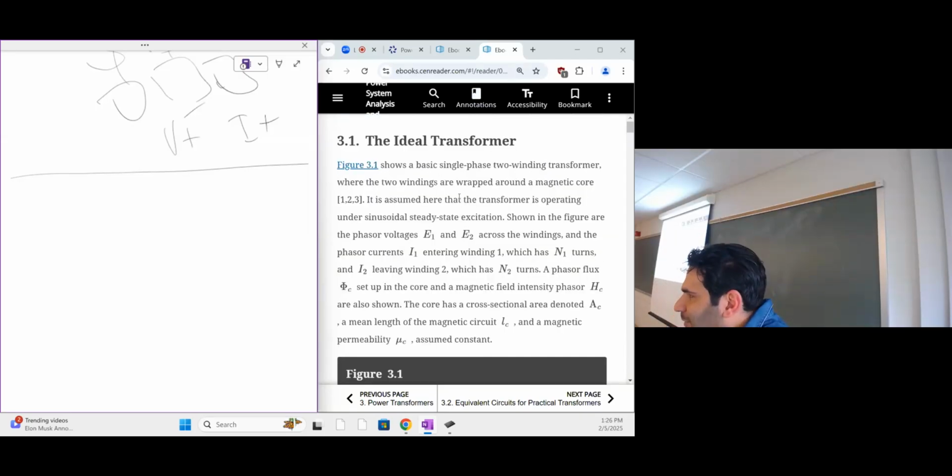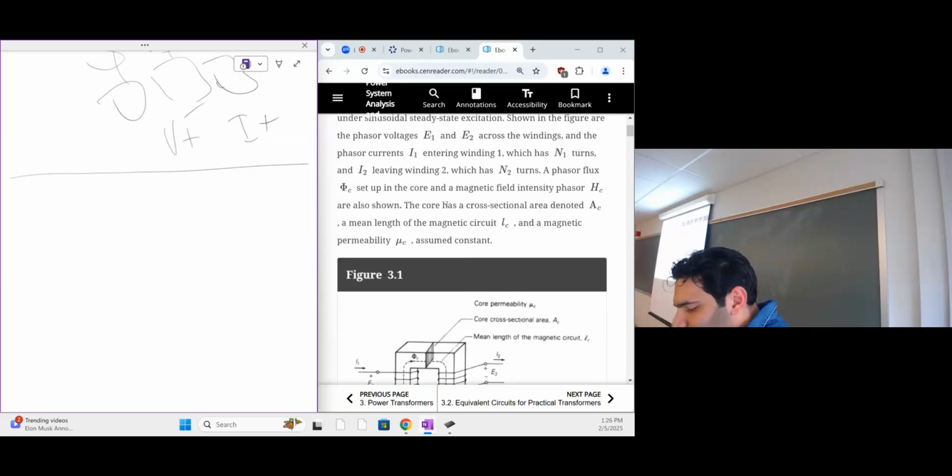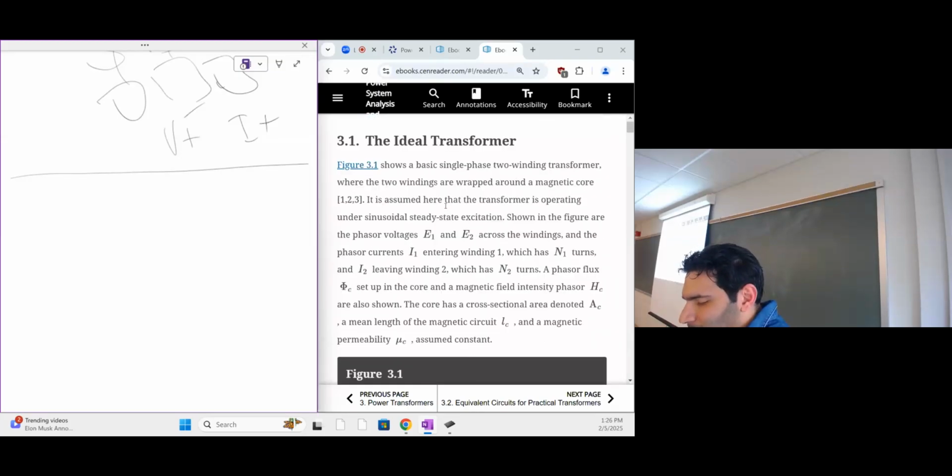There's quite a close link between transformers and magnetics. Okay, so we'll start now with the ideal transformer, but we'll make some revision about magnetics because the concepts are closely related.